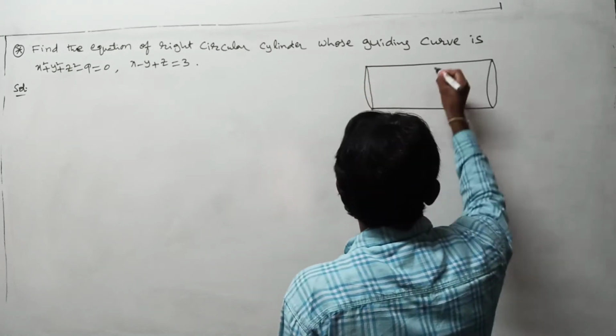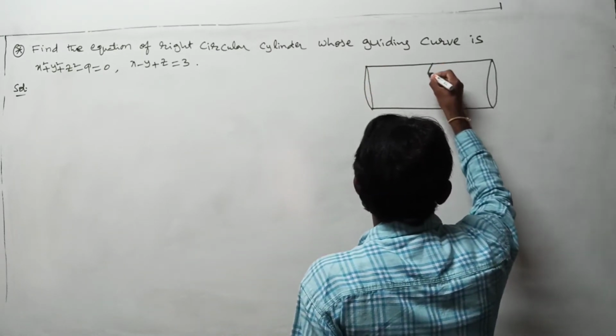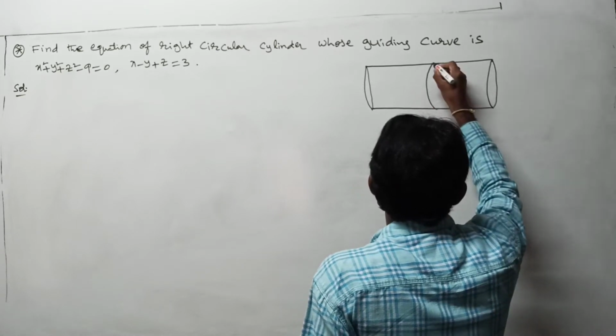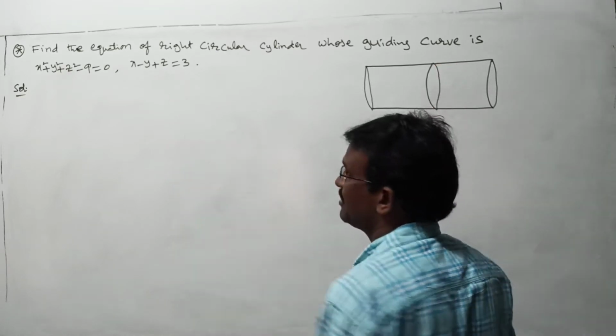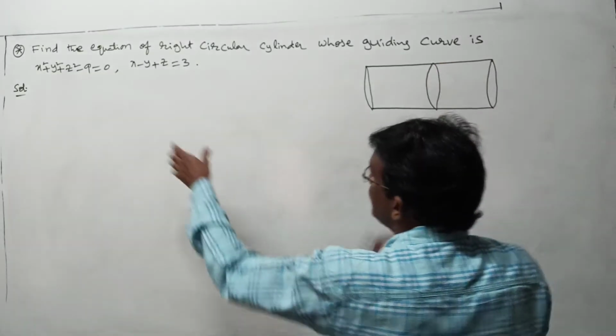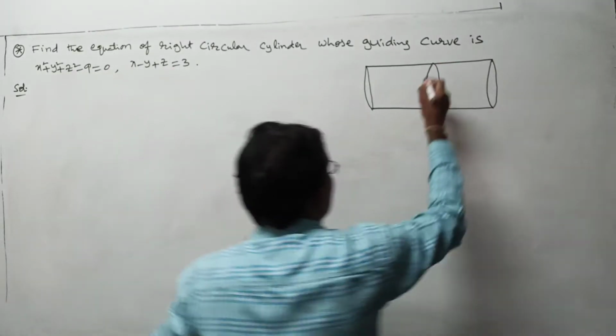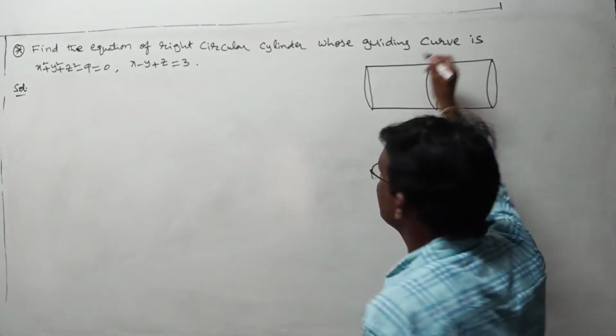Here is the given guiding curve equation. This is, suppose, the guiding curve equation ma. That guiding curve is given as a sphere ma. I mean sorry, circle ma. A sphere in combination with a plane gives what ma? Circle. This is your guiding curve equation ma, right?